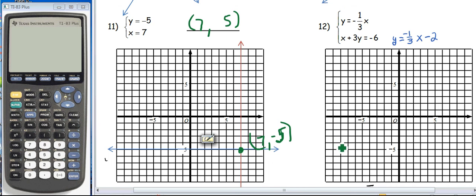And you are expected now to do number 12. I've already solved for y. Put those in your calculator. Show me the point of intersection and the y-intercept. Draw your two lines and put your answer right here.